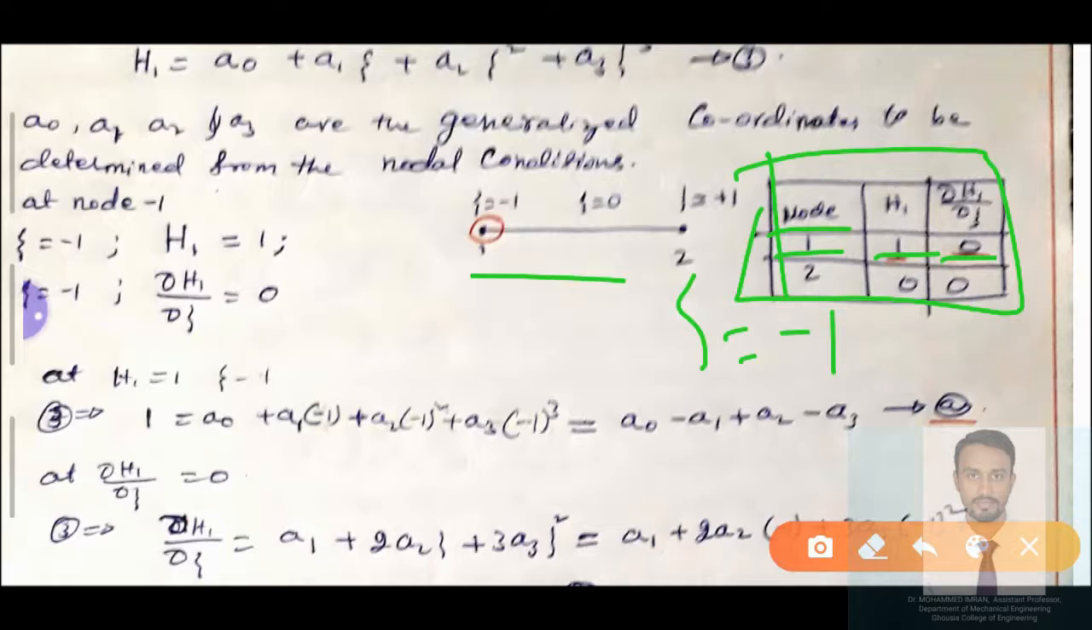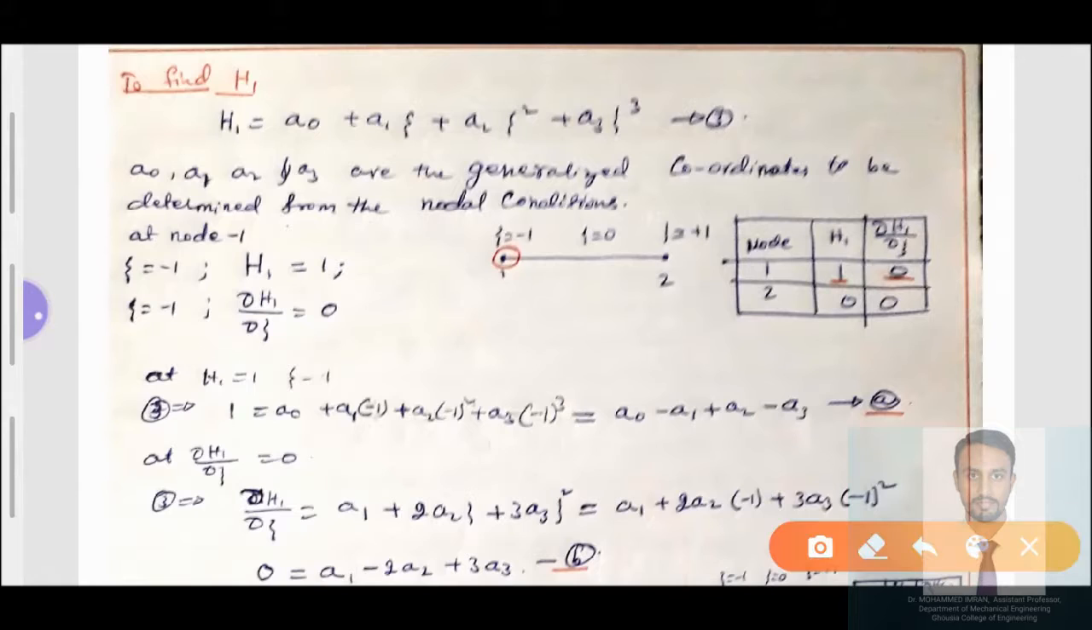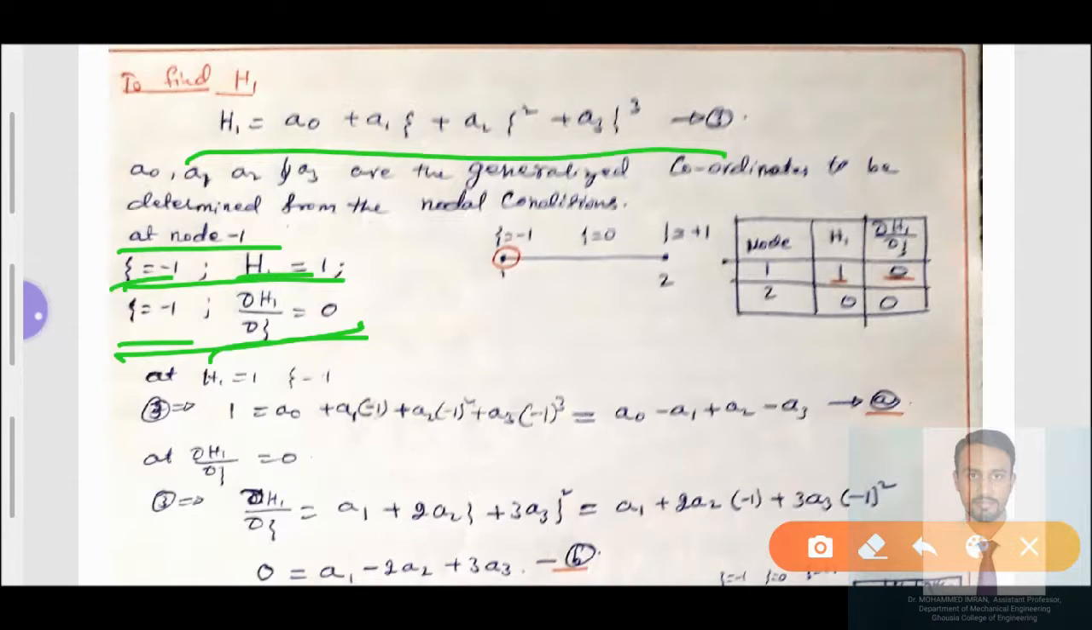Similarly, at node number 2, zeta is equal to +1, and these three values are 0; only one we have in that one condition. Now I'll take zeta = -1, where h1 is equal to 1 and the slope ∂h1/∂zeta is equal to 0 at node number 1. When I apply these two boundary conditions, equation number 3 becomes two equations.